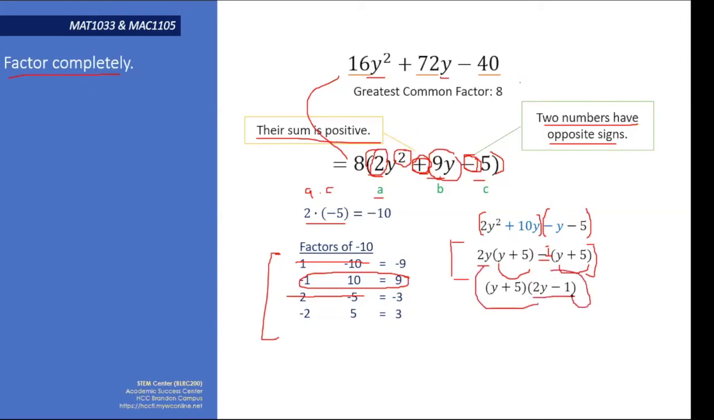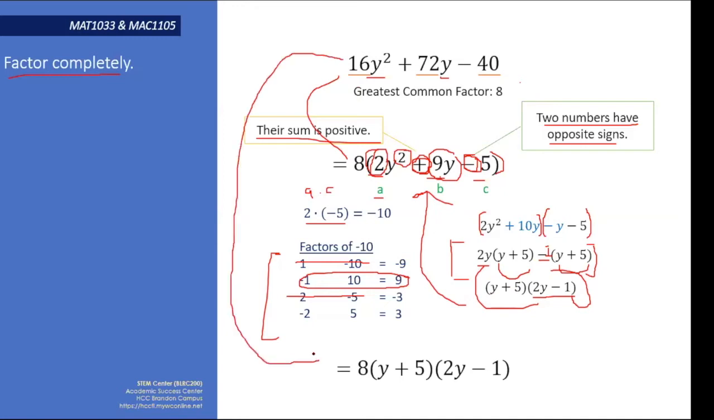And so that's how we do the AC method. So now that we've factored the quadratic expression over here into this, y + 5, 2y - 1, we've completed the factoring and we've factored the original expression into the following. And so that's how you do the AC method for quadratic expressions.